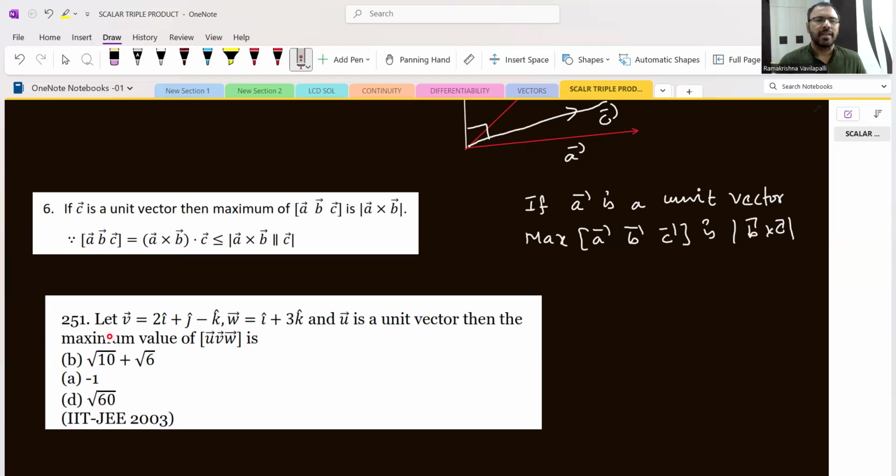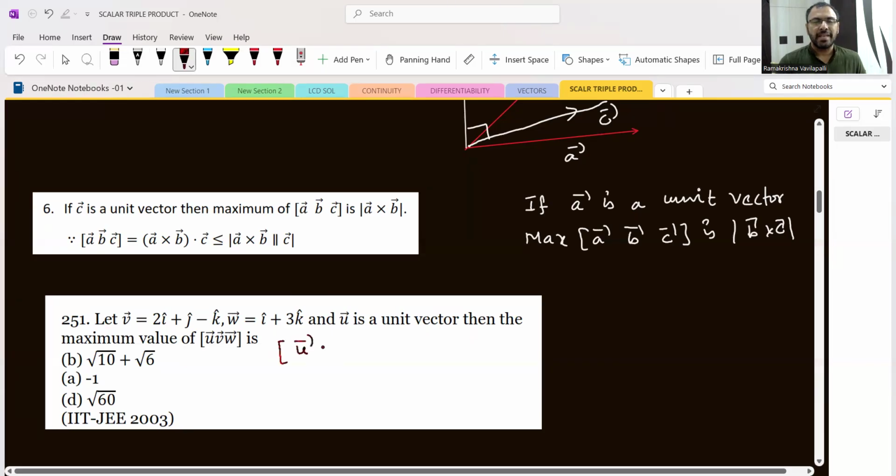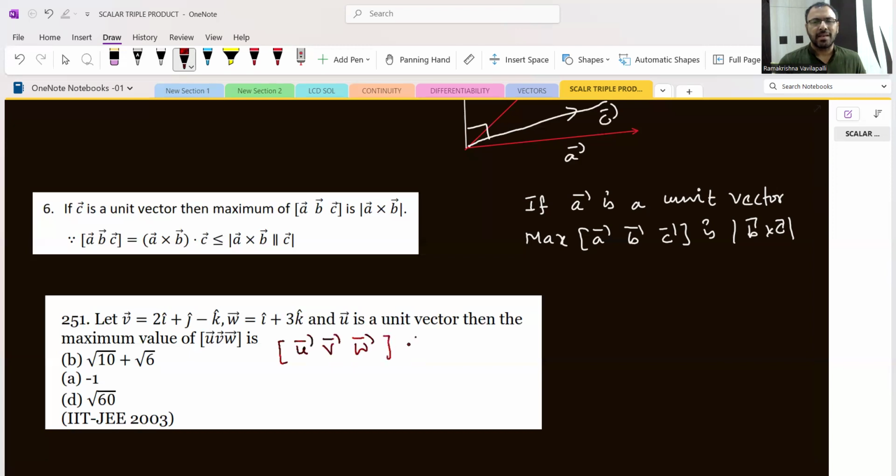Here is one simple example. V bar vector is given, W bar vector is given, and U bar vector is a unit vector. Then, what is the maximum of box of UVW? Here, box of UVW, we want the maximum. So this is less than or equal to the magnitude of the cross product of the given vectors, V bar cross W bar.